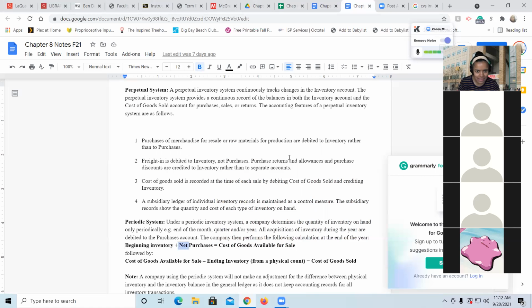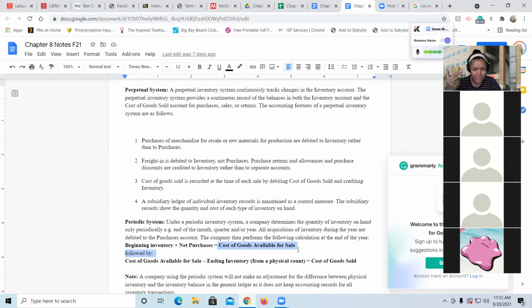Net, that's a word that just snuck in there, but it's an important word. Net purchases just means purchases minus any returns or allowances or any discounts, right? So net purchases, minus returns or allowances, or discounts, gives you everything that was available to be sold by the company for the year. This is important. This calculation is important because it will help you to calculate cost of goods sold. It will help you to calculate ending inventory.